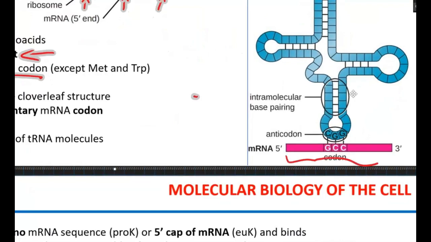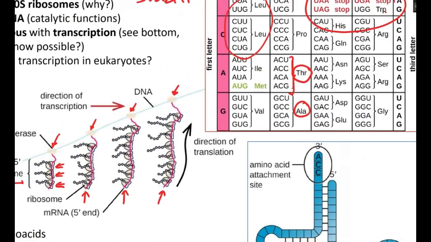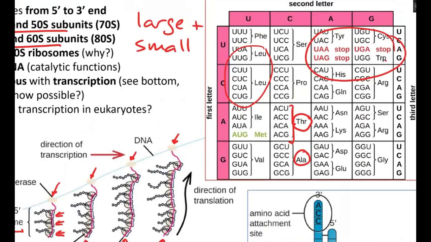So this is mRNA. And this is the codon GCC within the mRNA. Do you follow so far? Let's take a look at the table and see what amino acid GCC encodes. That's your GCC. So it's alanine amino acid.